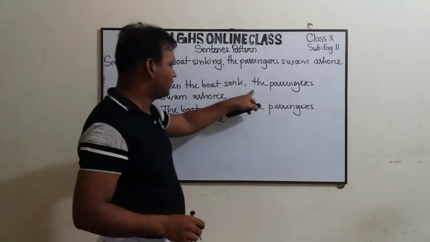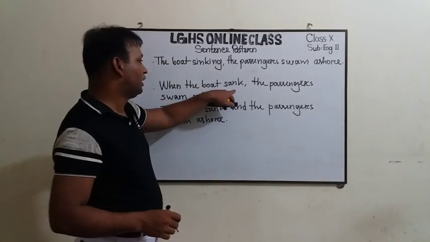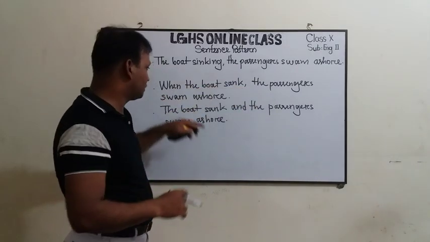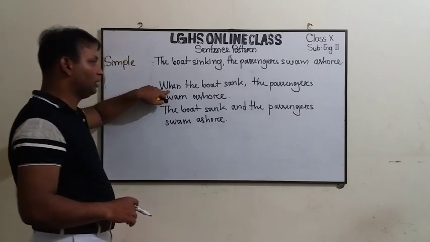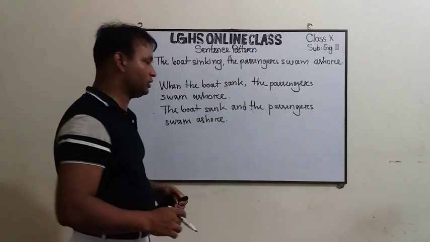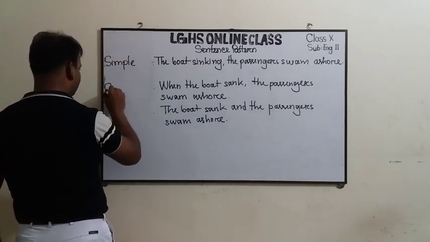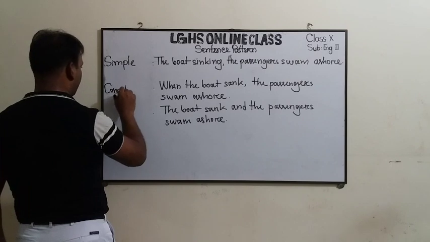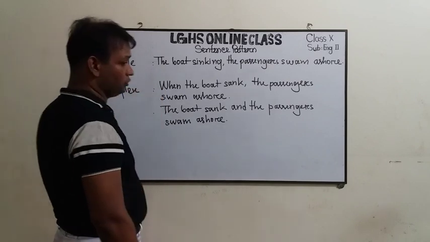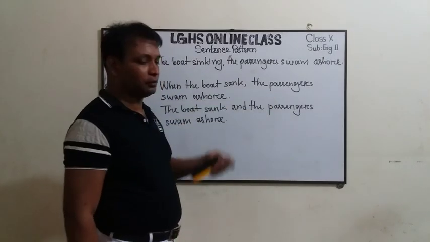In this sentence, there is a principal clause along with a subordinate clause. The principal clause and the subordinate clause are connected together by a conjunction called subordinating conjunction. This type of sentence is called a complex sentence. Now the question comes, what is a principal clause and what is a subordinate clause?